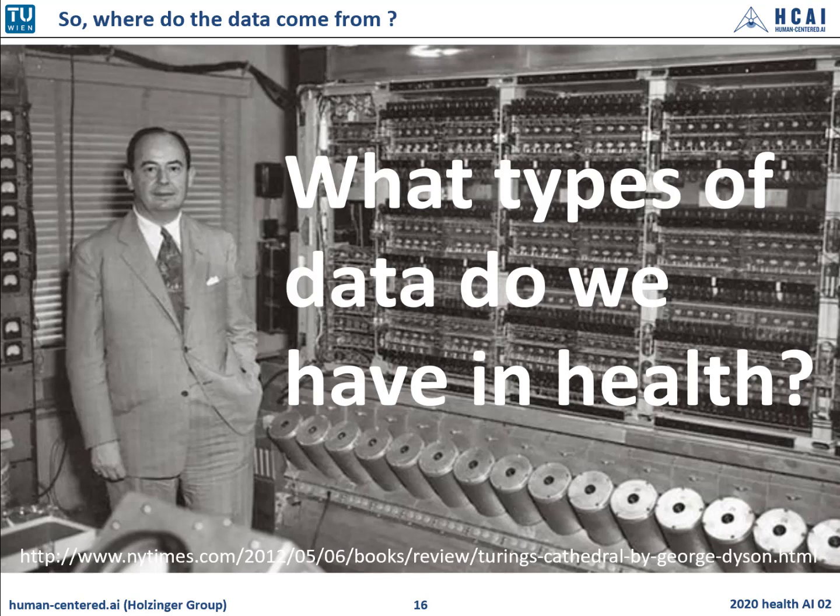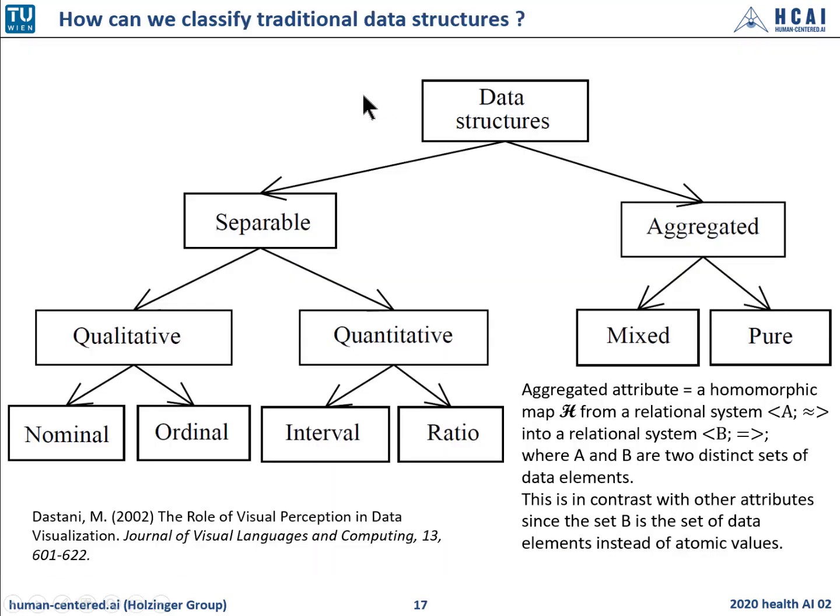So where does the data come from, and what types of data do we have in health? By the way, this is John von Neumann and this high-speed computer in approximately 1952. So our question is now, where does the data come from and what kind is it? So how can we classify the traditional data structures? You know, we are always speaking about multivariate data sets. This is a data set that has many dependent variables, and they might be correlated to each other to varying degrees. And usually multivariate data is with discrete data, and then we have multidimensional data sets.